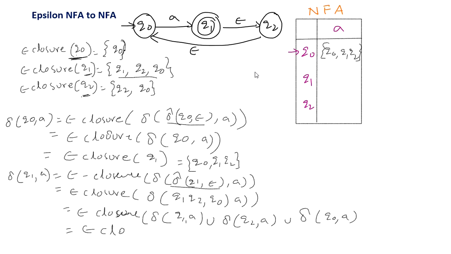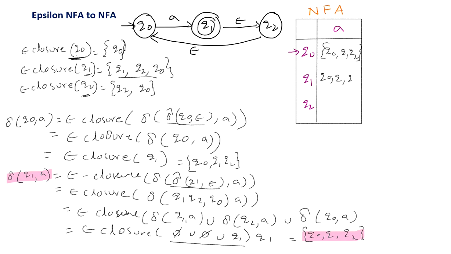Epsilon closure of Q1 on A is not defined, so it is phi. Q2 on A is not defined, so it is phi, union Q0 on A, which is moving to the state Q1, so if you perform union you are going to get Q1. So epsilon closure of Q1, that is already defined as Q0, Q1, Q2. So delta of Q1 on A we need to write as Q0, Q1, Q2. So in the NFA we need to write Q0, Q1, Q2.